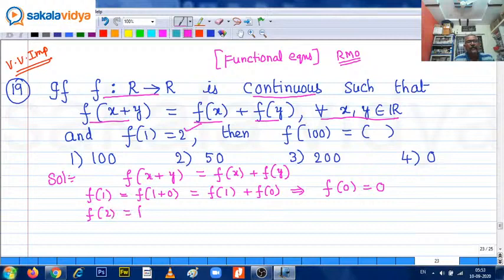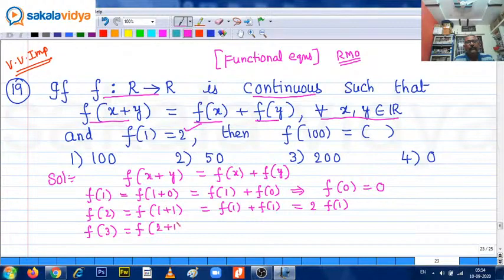So now you can find f of 2. f of 2 is equal to f of 1 plus 1, so f of 1 plus f of 1, that becomes 2 times f of 1. That means f of 2 is equal to 2 times f of 1. f of 1 is already given, leave it for now. So let us frame a formula now, called a recurrence formula also. f of 3 we can write as f of 2 plus 1, that is f of 2 plus f of 1. Now f of 2 is nothing but 2f of 1, so 2f of 1 plus f of 1 gives 3f of 1.